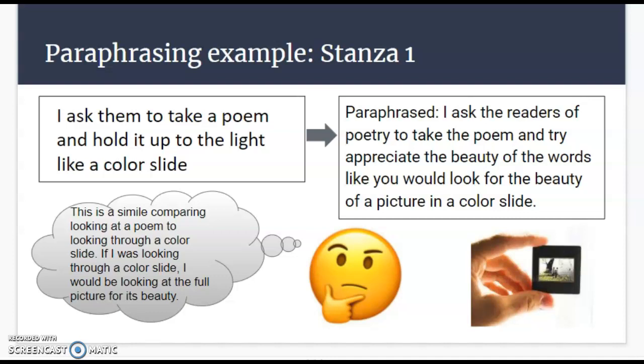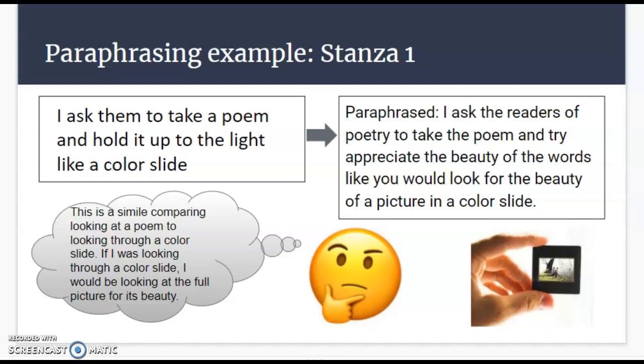So in my head, when I picture this color slide and I'm comparing it to poetry, I'm thinking this is a simile comparing looking at a poem to looking through a color slide. If I was looking through a color slide, I would be looking at the full picture for its beauty. So my paraphrased material says, I asked the readers of poetry to take the poem and hold it up like a color slide, or try to appreciate the beauty of the words like you would look for the beauty of a picture in a color slide.